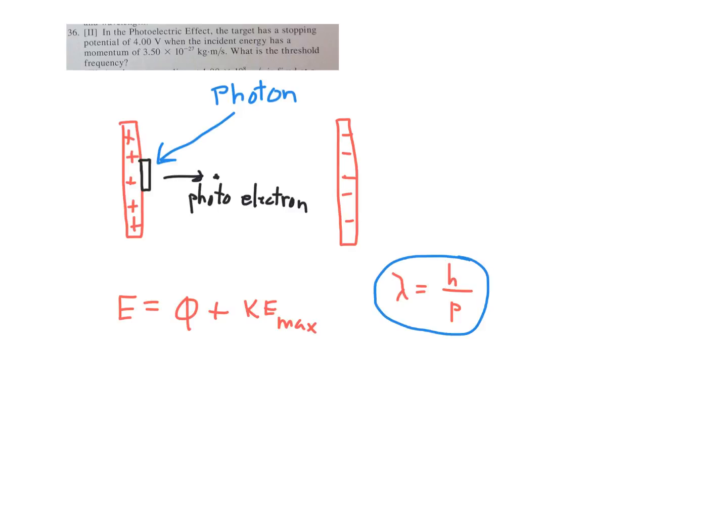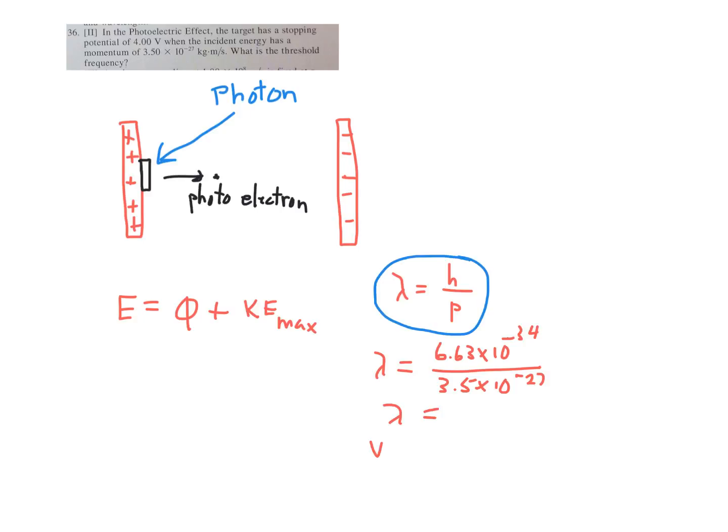I can just calculate lambda, and I'll do this in standard units. That'd be 6.63 times 10 to the negative 34th divided by the momentum given, 3.5 times 10 to the negative 27th. Check the units, which are standard. That'll give me the wavelength of the incoming photon. Using that, I can get the frequency like we did in the previous two problems.